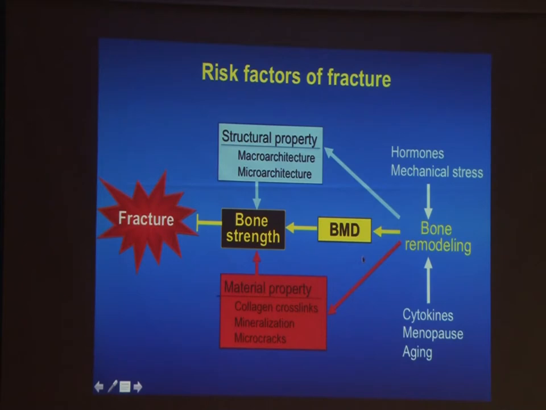At the same time, in a different situation where there's hyperglycemia, oxidative stress, or too long a remodeling activation frequency, bone strength is also deteriorated by deteriorated material property. So all these changes cause a direct reduction in bone strength, causing the fragility of bone. Even though bone is strong enough, bone can be fractured.